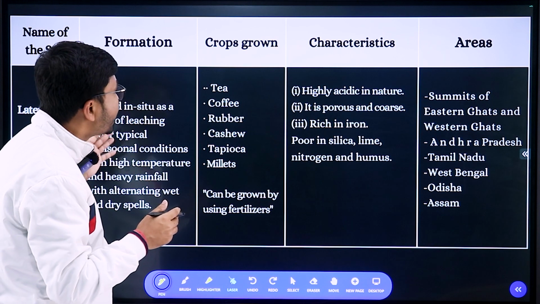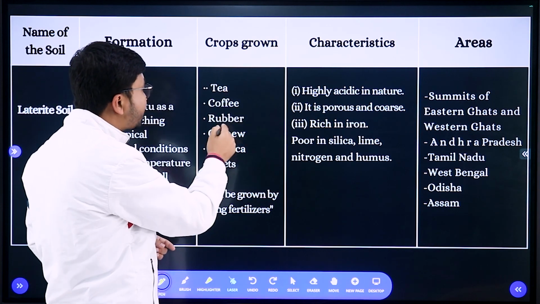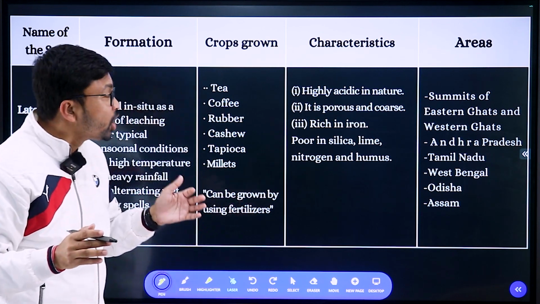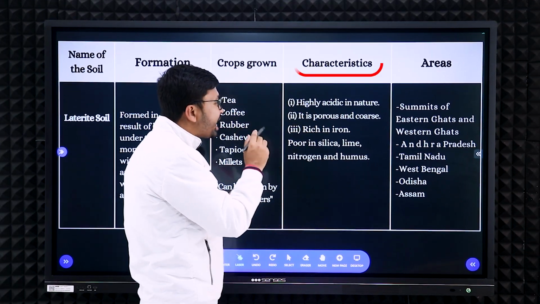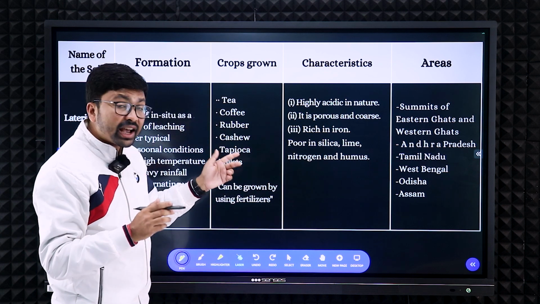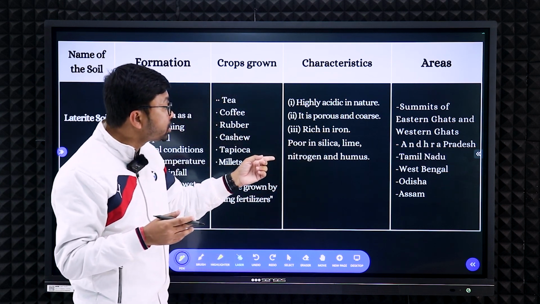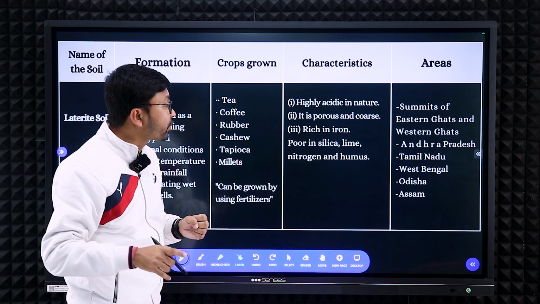This laterite soil is very helpful after using fertilizer to cultivate tea, coffee, rubber, cashew, tapioca and millets. Those types of crops we can cultivate easily. Next, characteristics: highly acidic in nature, porous and coarse, rich in iron. As I said, the iron content is much more. It is poor in silica, lime, nitrogen and humus, because those materials will be washed out after rain, right?